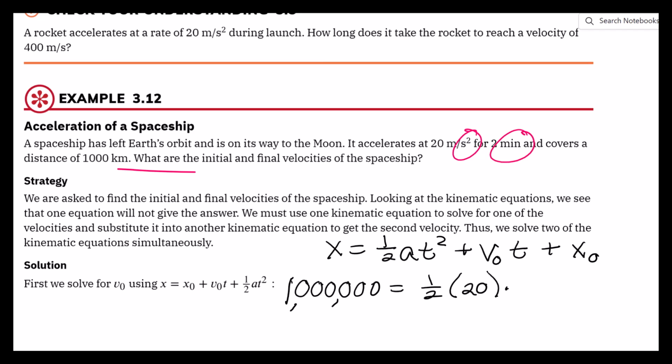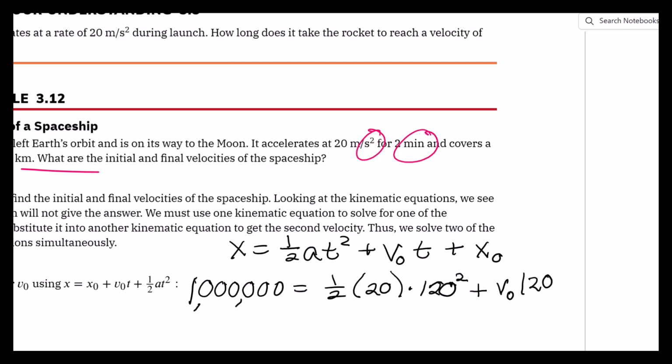Okay, I'm gonna be dead honest. This would have gotten me if I hadn't worked literally 500 problems and gotten caught on like 497 of them. Just so you know, I still get caught on these. 20 meters per second squared for 2 minutes. So 2 minutes is 120 seconds. 120 seconds squared. It has some unknown initial velocity for 120 seconds, and its initial position I'm setting at 0.